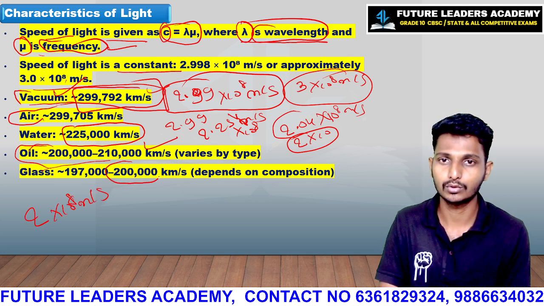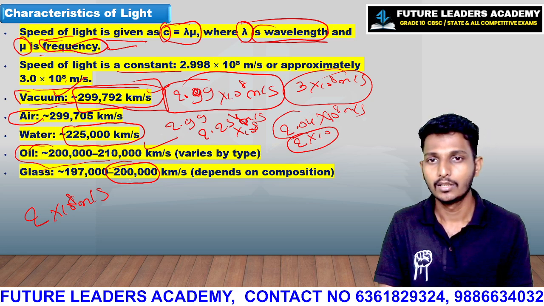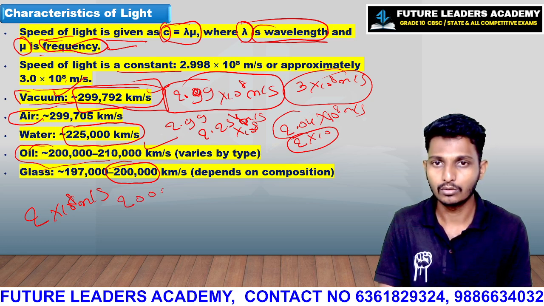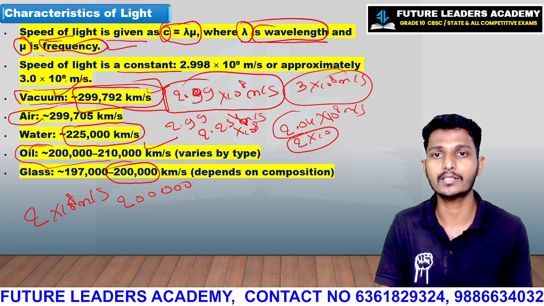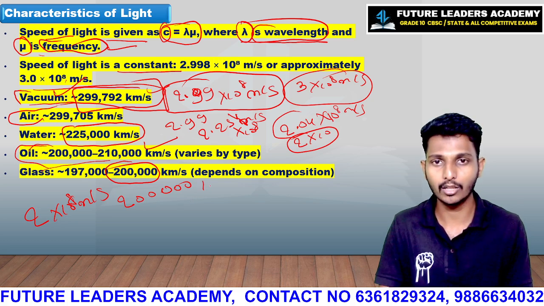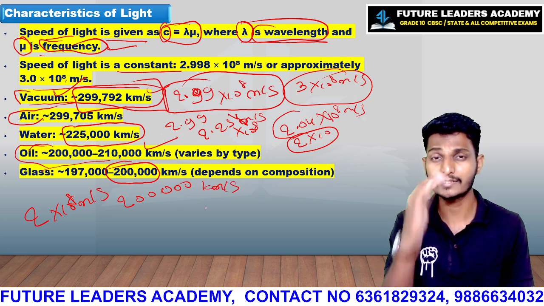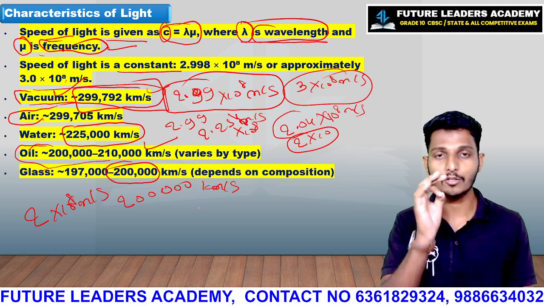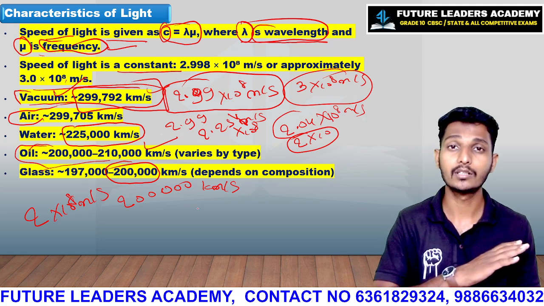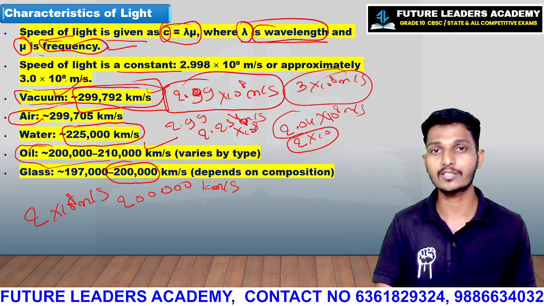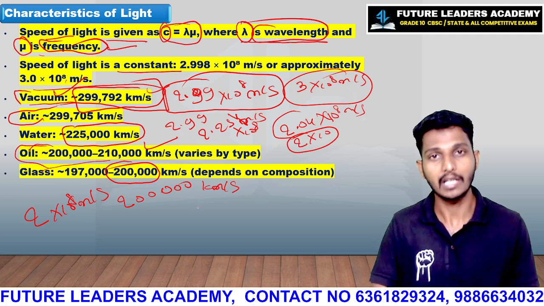Here it is 200,000,000 meter per second. It means how much? 2 lakh kilometer per second. In a second, guys, in a fraction of a second, it will travel about 2 lakh kilometers. Imagine, guys, how fast the speed of light is.